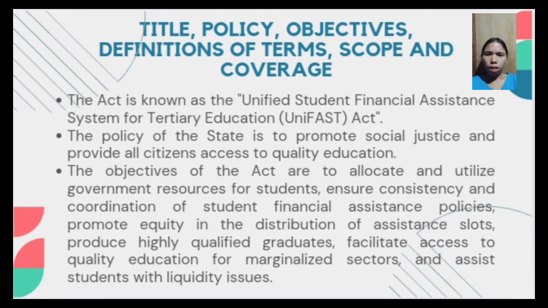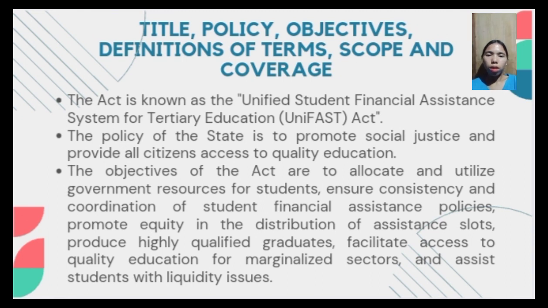The Act is known as the Unified Student Financial Assistance System for Tertiary Education, or UNIFAST Act. The policy of the state is to promote social justice and provide citizens access to quality education. The objectives of the Act are to allocate and utilize government resources for students, ensure consistency and coordination of student financial assistance policies, promote equity in the distribution of assistance slots, produce highly qualified graduates, facilitate access to quality education for marginalized sectors, and assist students with liquidity issues.